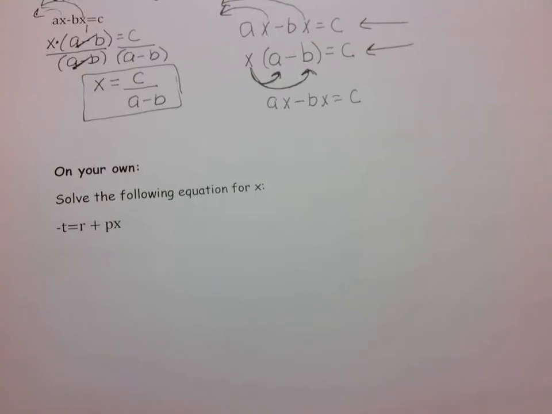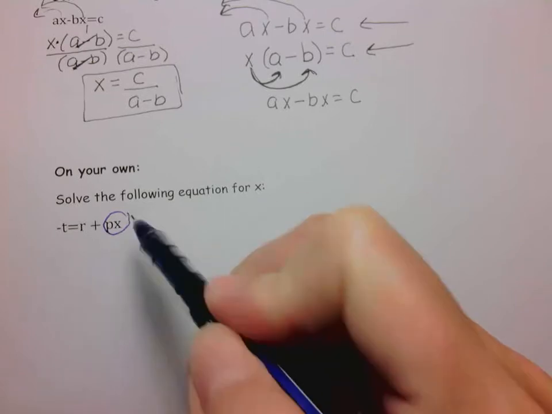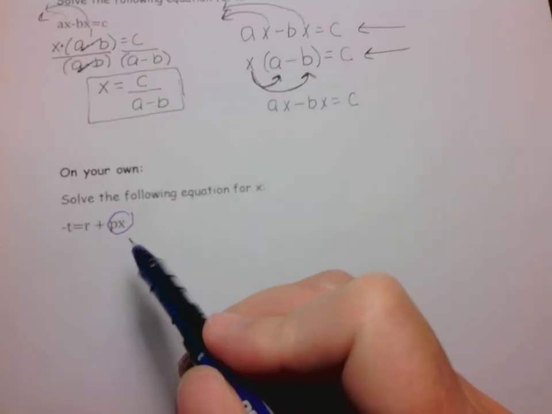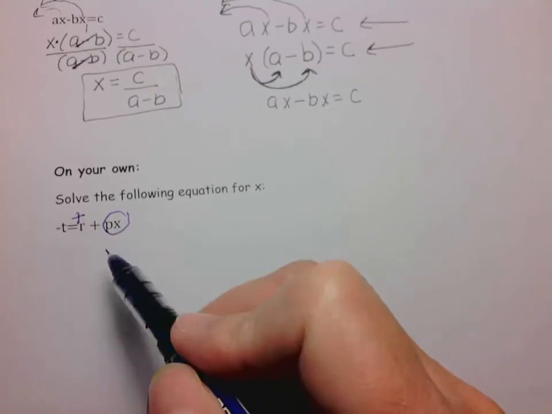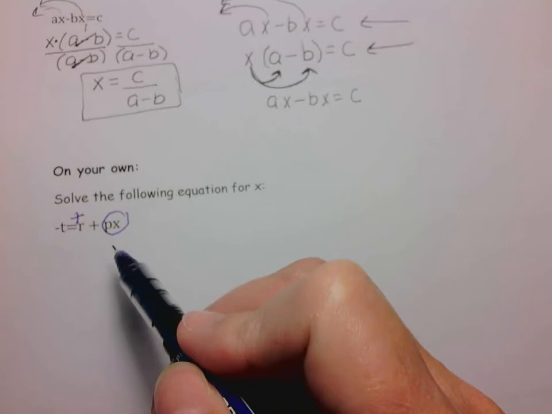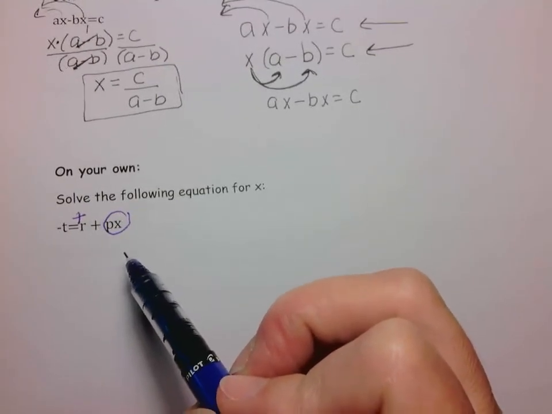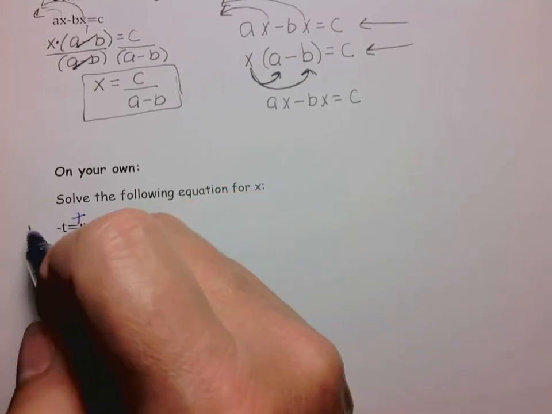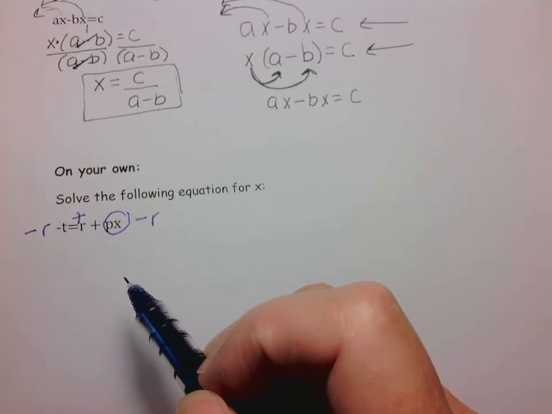Okay, so it says solve the following equation for x. So I want to get everything away from x. So I'm going to circle the term that has the variable. I want to deal with that last. And I have a positive r. And so what I'm going to do is subtract r from both sides. Or you can think of it this way. I'm going to add a negative r to both sides. I'm actually going to work it out horizontally because I'm dealing with all variables, and you can see it better.